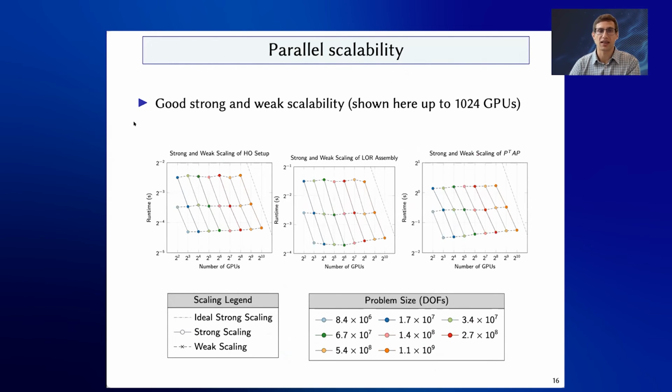This is strong and weak scaling on one plot. So the solid lines are strong scaling, and the dashed lines that connect them are weak scaling. So this dashed line at the end is the ideal strong scaling, and horizontal is ideal weak scaling. And we see that for the different components, assembling the lower order refined matrix and the sparse matrix preparation and so on, assembling the higher order operator, we get really good strong and weak scaling up to 1024 GPUs on problems up to, for these tests, 1.1 billion degrees of freedom.